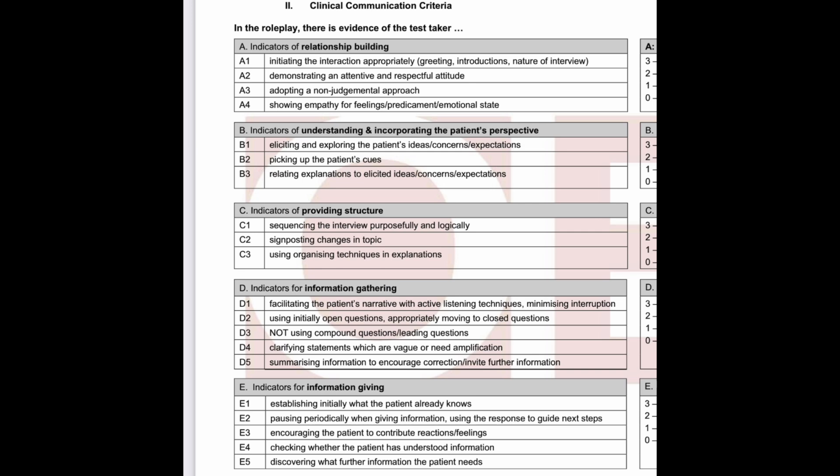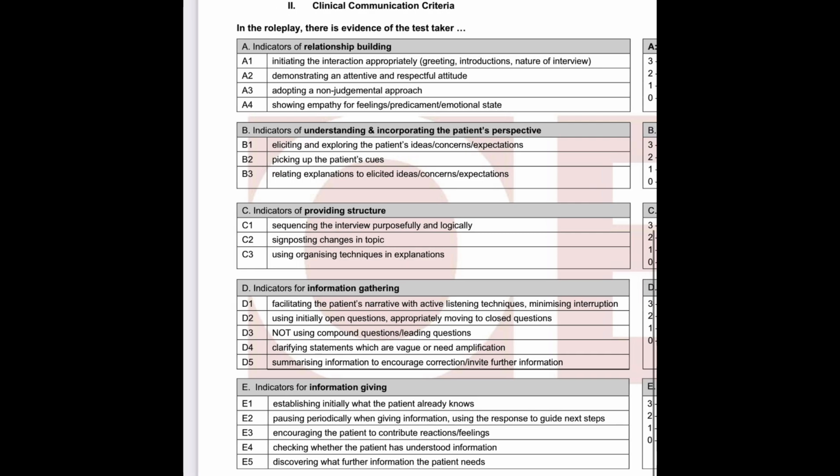This is the information you will give to the patient or the carer. First criteria here is establishing initially what the patient already knows. So there's no point telling the patient what they already know. Pausing periodically when giving information, using the response to guide next steps and also to check understanding. Encouraging the patient to contribute reactions or feelings. It should not be a monologue where you're going on giving information. You should definitely encourage the patient to interrupt you, but you should not interrupt the patient. Checking whether the patient has understood the information you are giving and discovering what further information the patient needs.